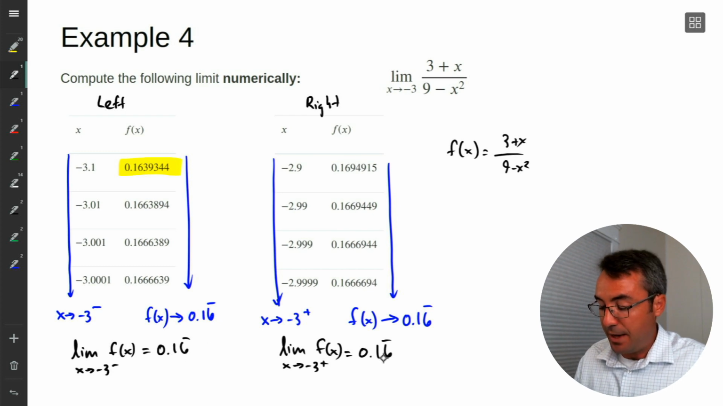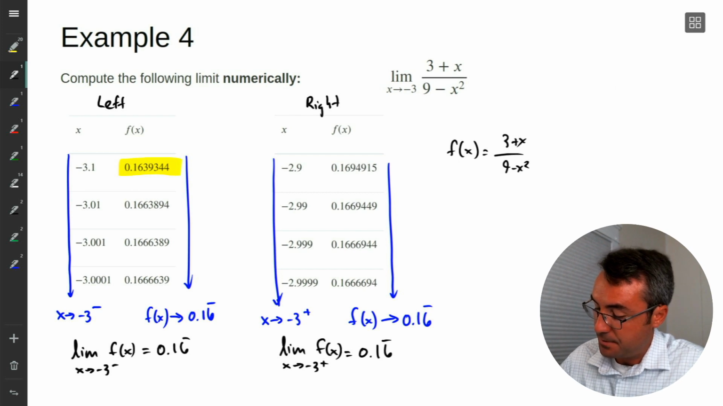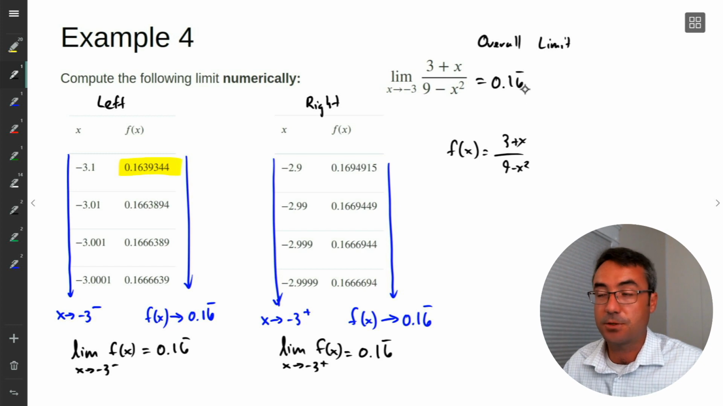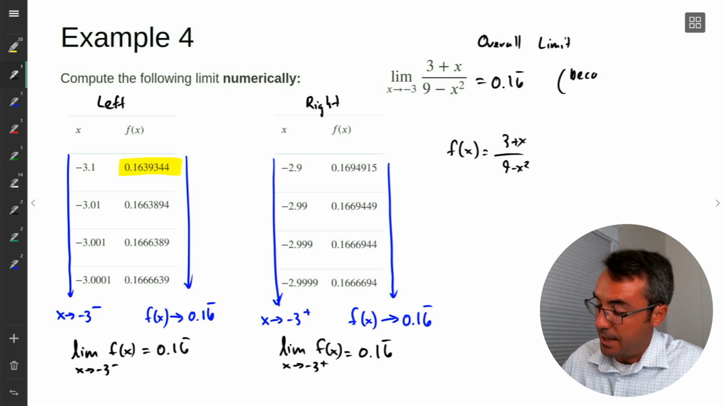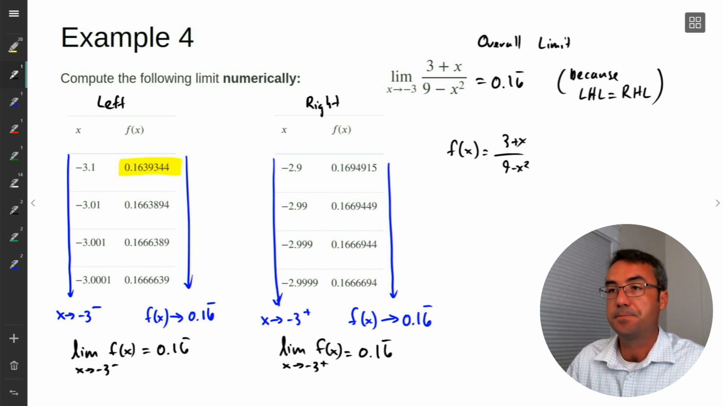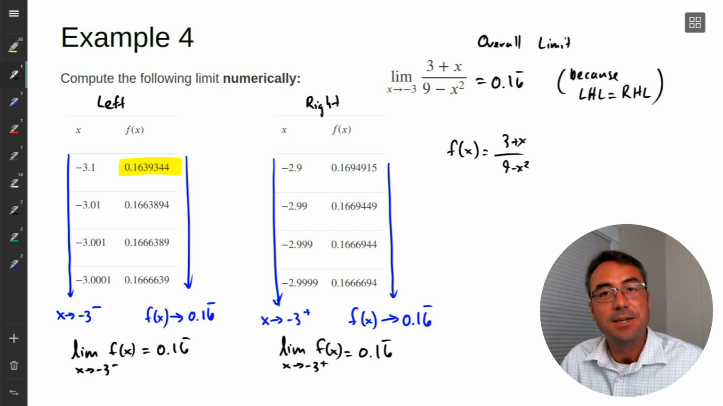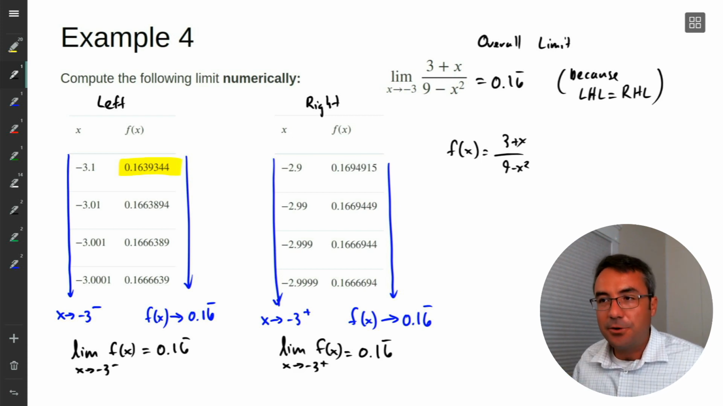And because these two values are the same, we can say for our overall limit, this overall limit is equal to that same value, 0.16 repeating, and that's because the right-hand limit and the left-hand limit are the same. And they're both equal to 0.16 repeating.